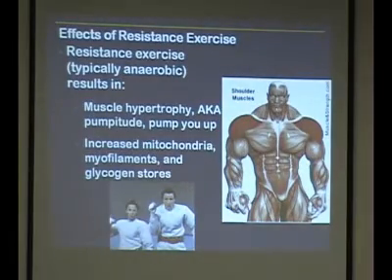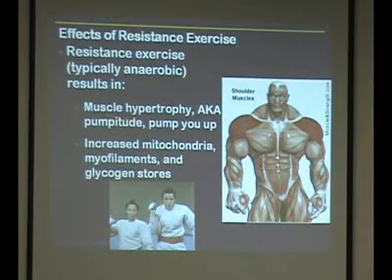And then you have resistance exercise. Okay, so that's going to be anaerobic, right? Or you call it anaerobic. So that's where you get this type of thing. So you get muscle hypertrophy, right? Or as these guys would say, you guys know who that is, right? Arms and fronts, right? You get more pumpitude. So anaerobic is going to pump you up, right?